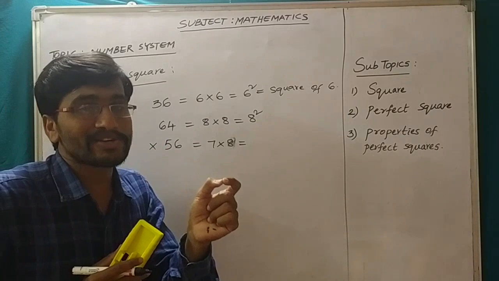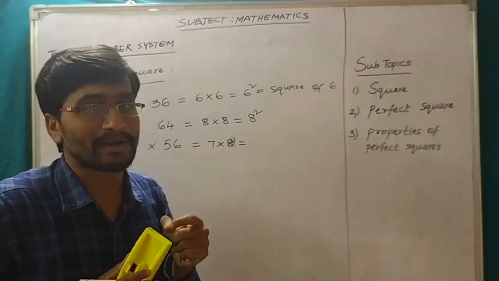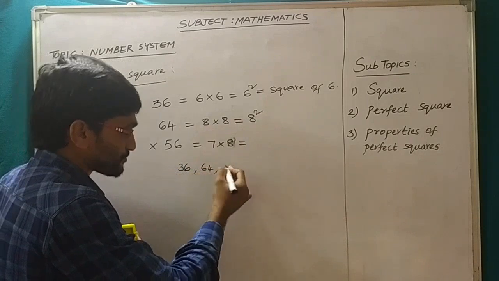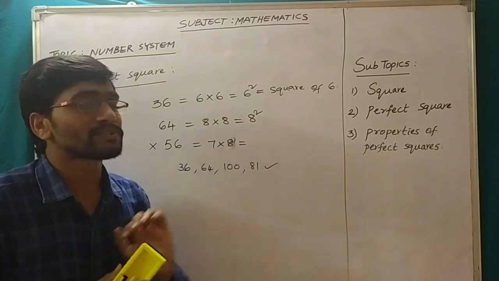A natural number is said to be a perfect square if it is the square of any other natural number. Let us consider some examples: 36, 64, 100, 81. These are all perfect squares.